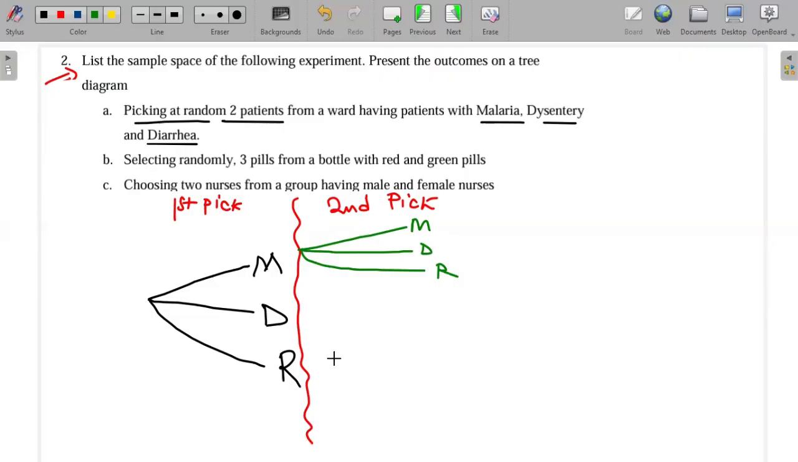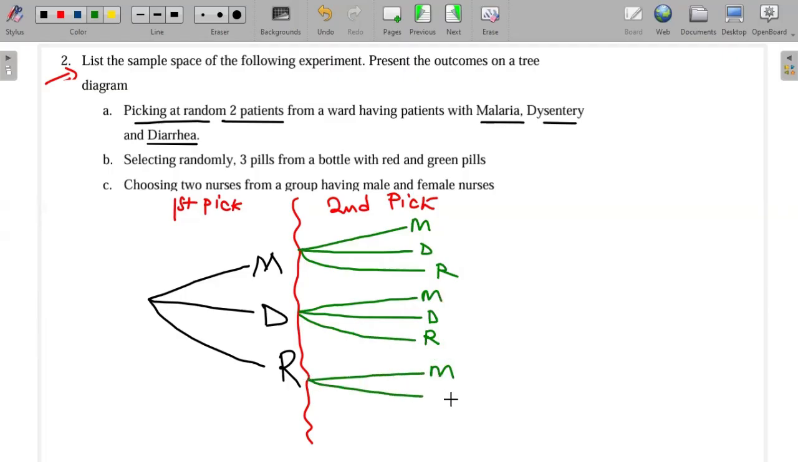And then if my first had dysentery, it's the same thing. My second can have malaria, dysentery, or diarrhea. Just like that. And it will be the same even from this one here. I can pick the one with malaria, or the one with dysentery, or still the one with diarrhea, like that. So this is my second pick. Here we pick one, here we pick one, and then we have the two patients that are required. Okay, so that is my tree diagram.